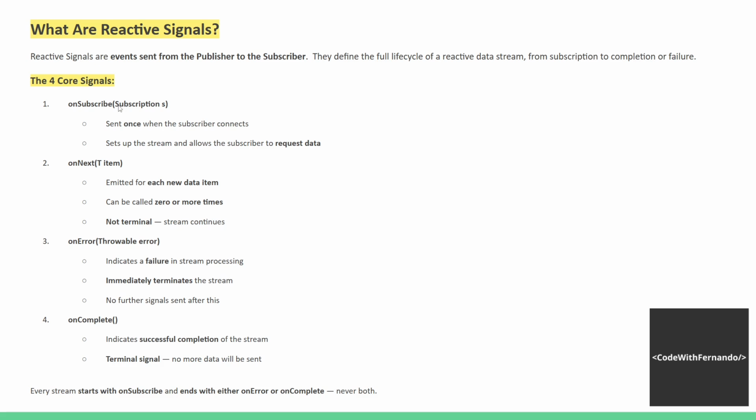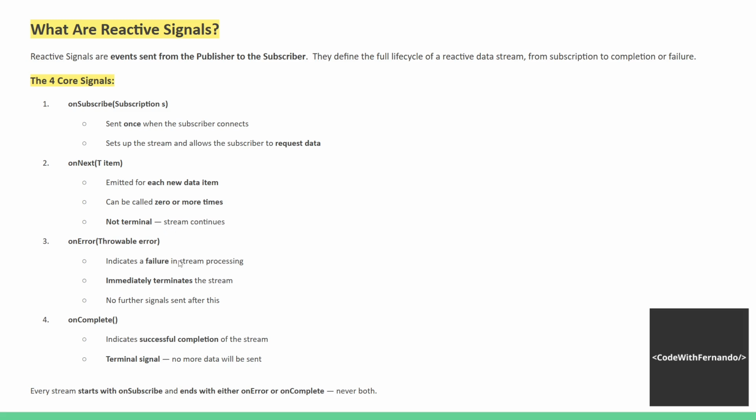So let's see the 4 core signals. The first one, onSubscribe. This one is sent once when the subscriber connects, only once at the beginning. It sets up the stream and allows the subscriber to request data. Then we have onNext. This one is emitted for each new data item. This one can be called 0 or more times. This one is not terminal because the stream continues after that.